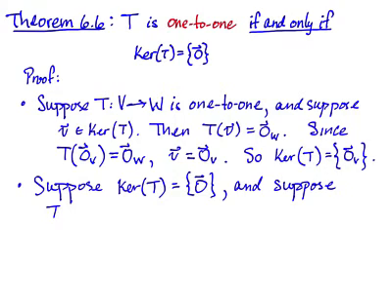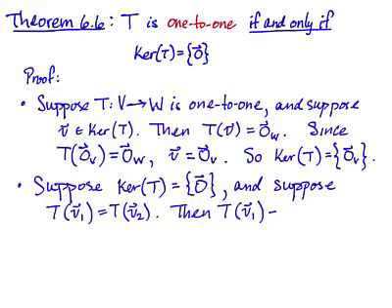Let's suppose we've got two vectors in V that get sent to the same thing. Remember, the definition of 1-to-1 is that if two vectors get sent to the same thing, then they're really just the same vector. So now our job is to show V1 is really equal to V2. Well, T of V1 minus T of V2 has to be the zero vector in W, right? Because T of V1 is equal to T of V2, so when we subtract, we get the zero vector.